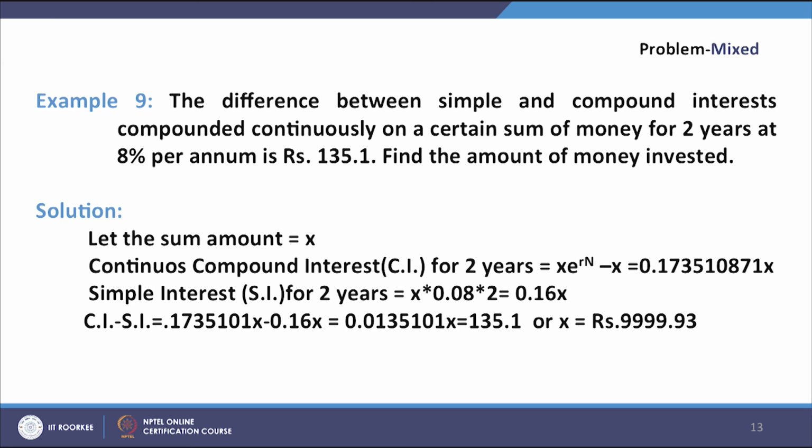0.17351087 x. Now, simple interest for 2 years is x into 0.08 into 2, which is 0.16 x. So, continuous compound interest minus simple interest is equal to 0.1735101 x minus 0.16 x, and this is equal to 0.0135101 x is equal to 135.1. So, x is equal to 9999.93.